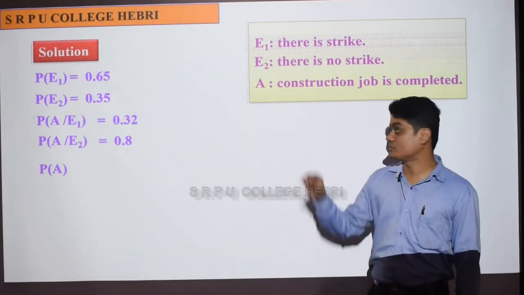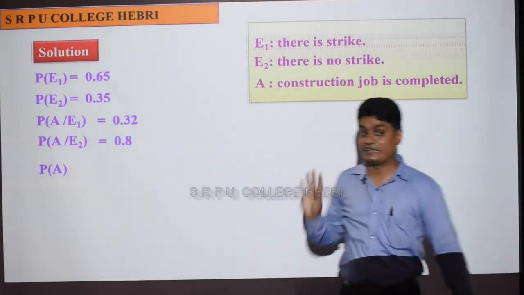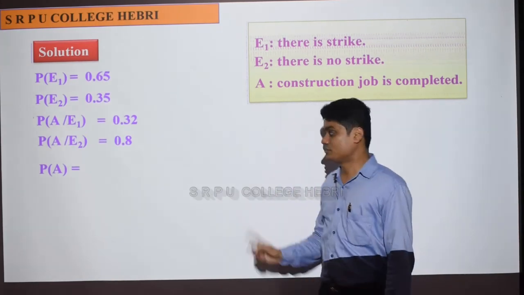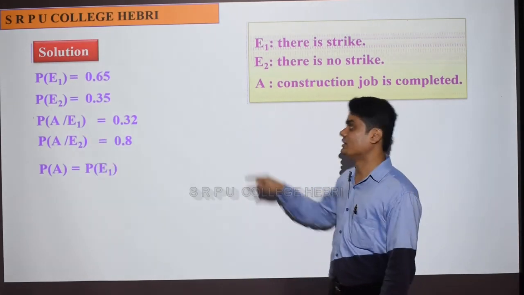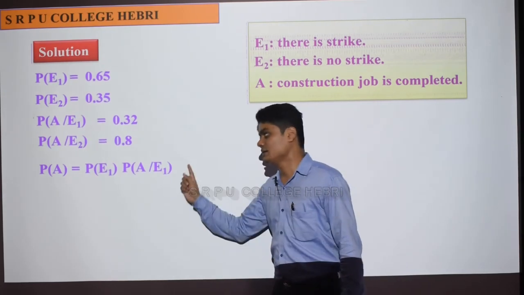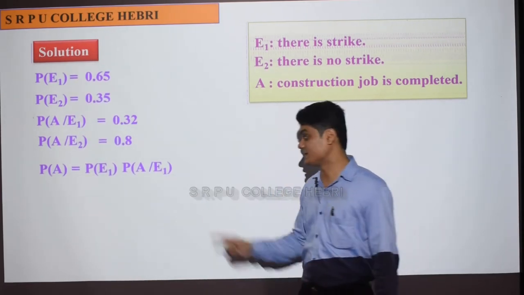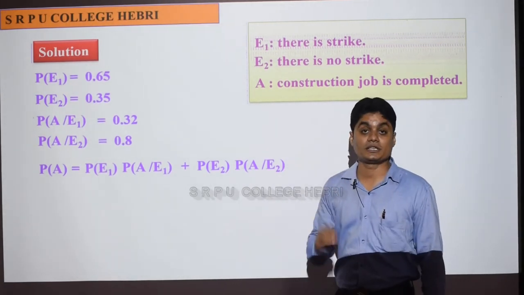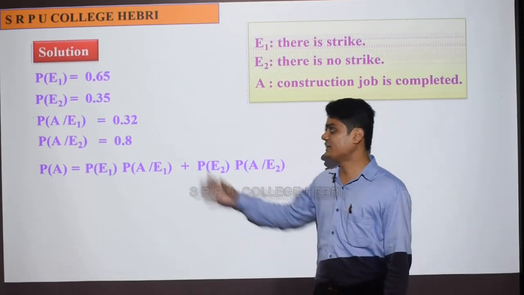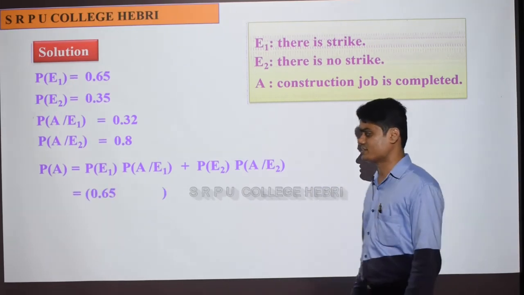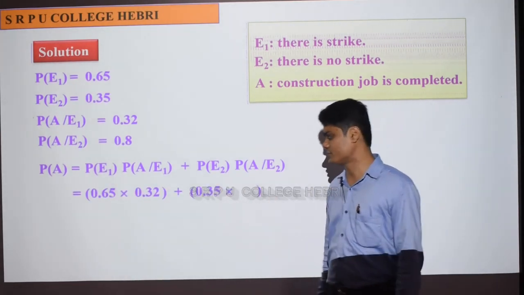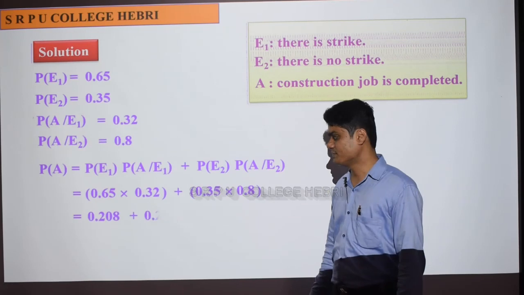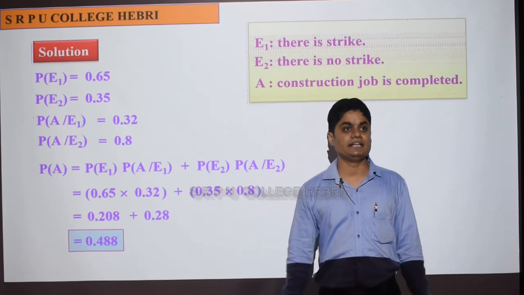So what is required? Probability that the construction job is completed. There is no restriction, so probability of A. That is probability of E1 into probability of A given E1, according to the total probability theorem, plus probability of E2 into probability of A given E2. All numbers are given, substitute and simplify, that is your work. I'll just display the solution, I'm not going to explain. So simplify, you will get 0.488.